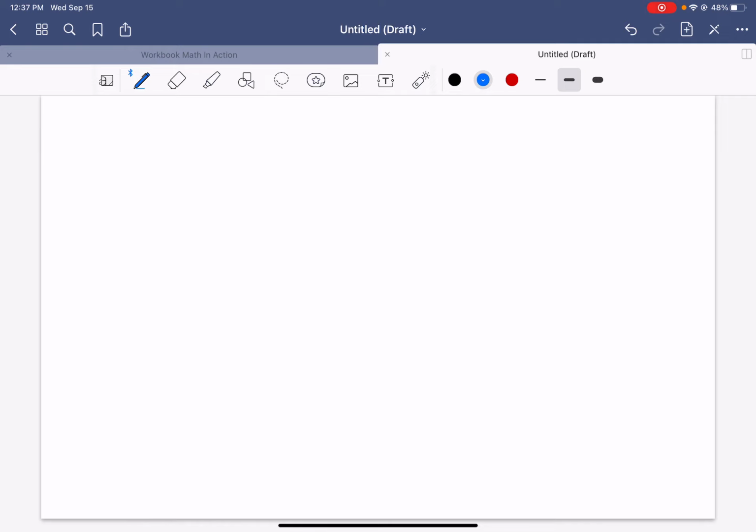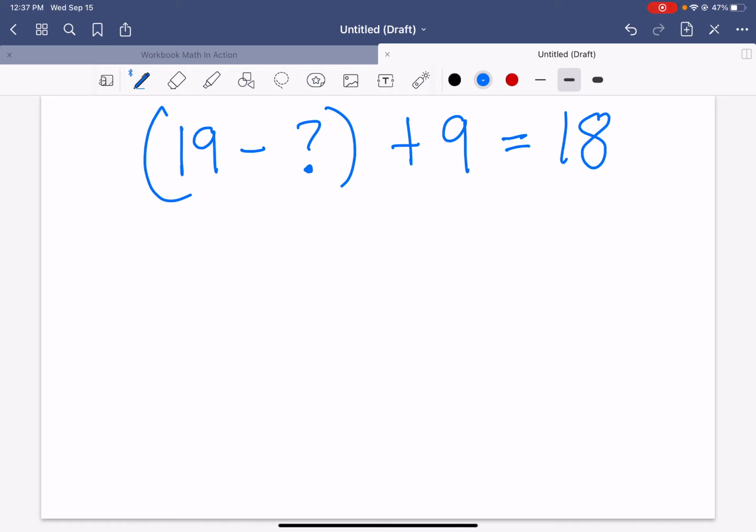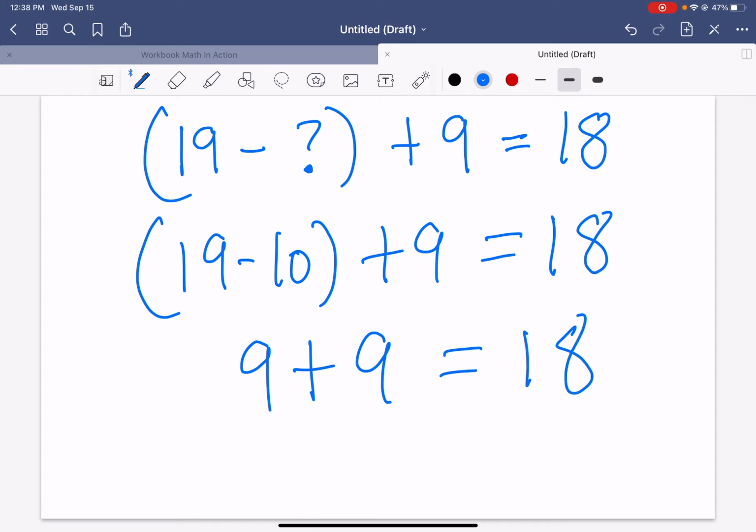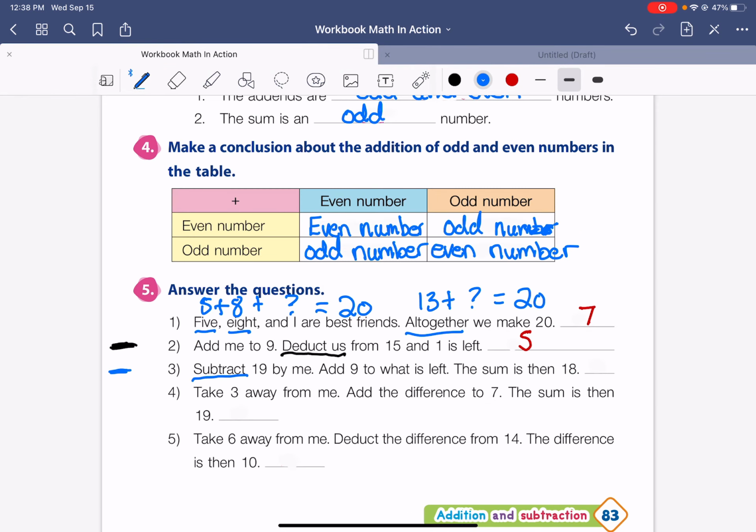So 19 minus blank, right? Parentheses. And we're going to plus 9. And then we get 18. All right? So what can it be? The only answer choice can be 19 minus 10, plus 9 is 18. 19 minus 10, 9 plus 9 equals 18. My answer choice can be 10.